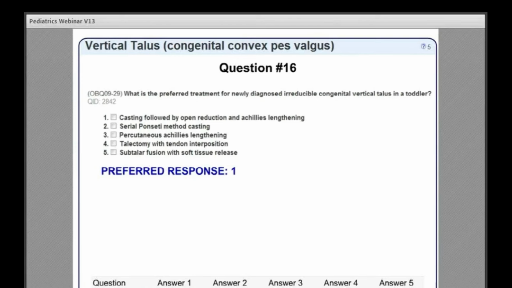With an idiopathic clubfoot, the answer would be 2, serial Ponseti casting. However, with vertical talus, because we're not typically able to completely reduce the talonavicular joint, casting followed by open reduction and Achilles tendon lengthening is the appropriate answer. And I'm thrilled to see that 87% of you got the correct answer, which is number 1.